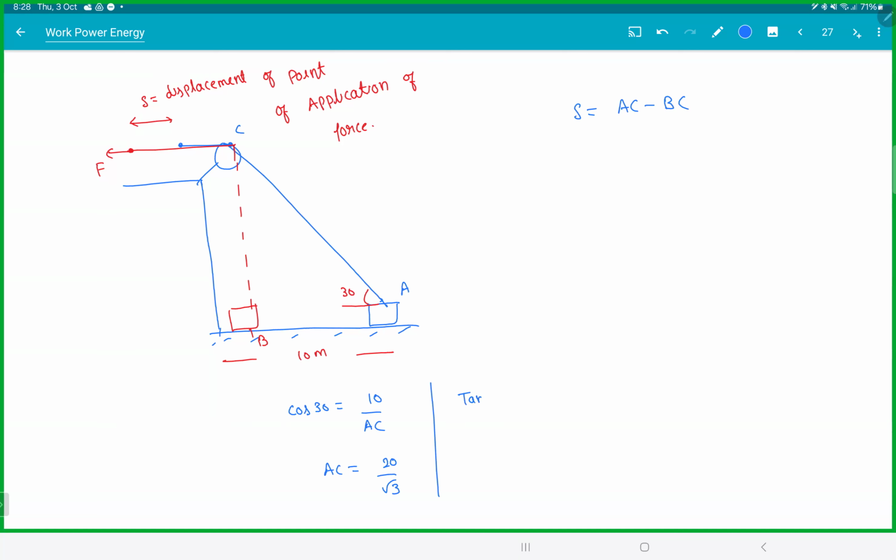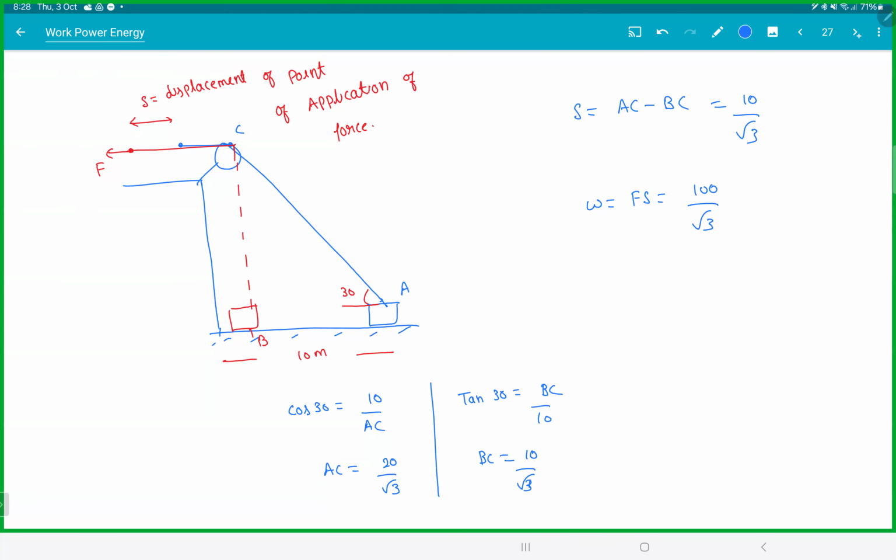Similarly, tan 30 is BC by 10. So BC is 10 by root 3. Therefore, work done is F into S, 100 by root 3. Clear?